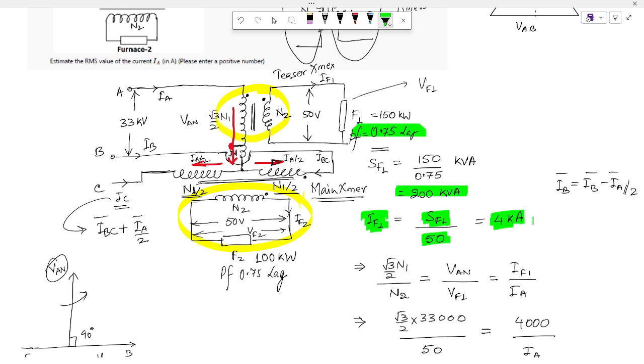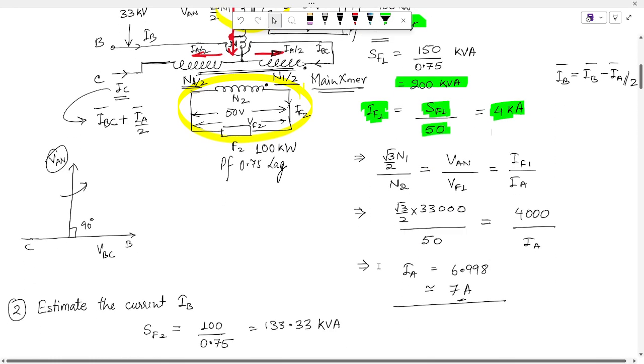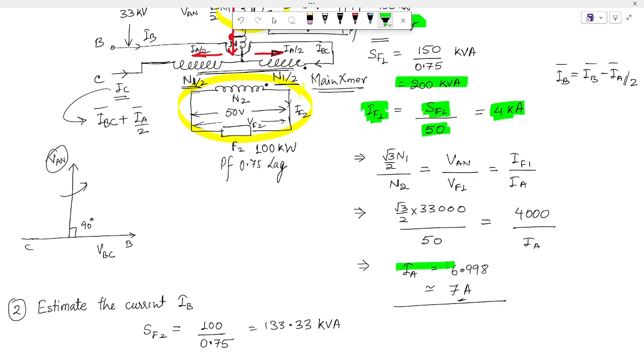So we can now apply the turns ratio. We know that the voltages are in direct proportion to the turns ratio, and the current drawn is in inverse proportion. From there we get that the current drawn is 6.998, almost 7 amperes.